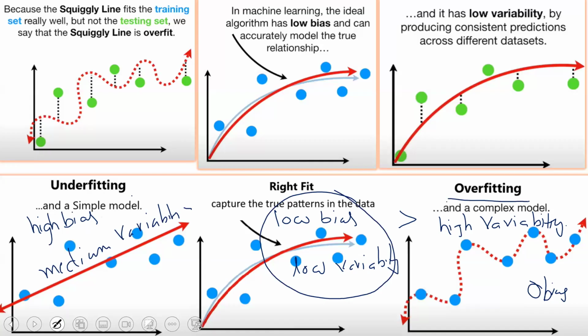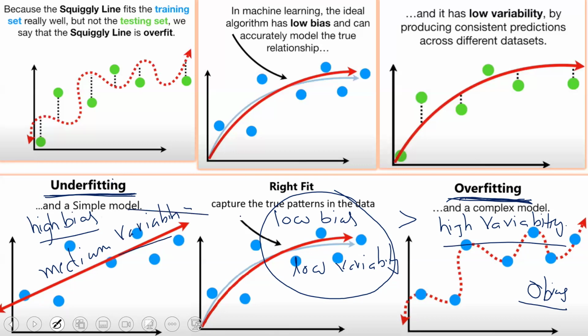You don't want a model to be overfitting. Overfitting means it captures every trend in the data. Underfitting means it will not consider; it's a simple model. It will not capture the right trend in the data. So underfitting has high bias. Overfitting has almost zero bias. Overfitting has high variability. Underfitting has medium variability.